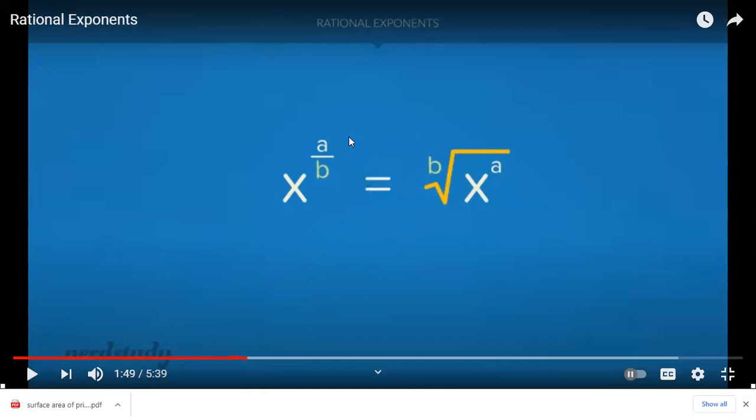So this is the rule which we can use with all the questions: X to the power of A over B.